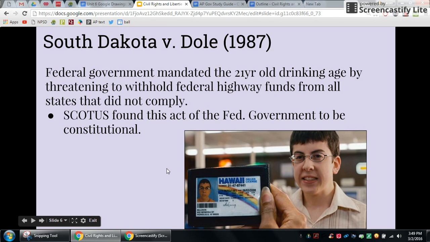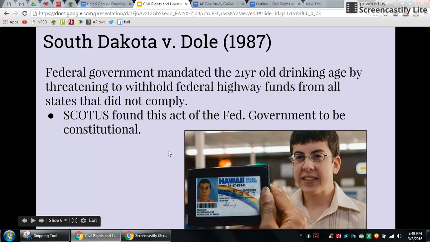Moving on. South Dakota versus Dole, you have not learned before. Kind of a tough one here. I think I've mentioned this idea. It goes back to federalism. So if a state doesn't want to cooperate with what the federal government wants, the federal government can just hold money over their head and say, well, if you don't do what we want, you're not going to get this federal highway money, which is exactly what the government did to South Dakota. Among other states, South Dakota was just the party named in the case here.